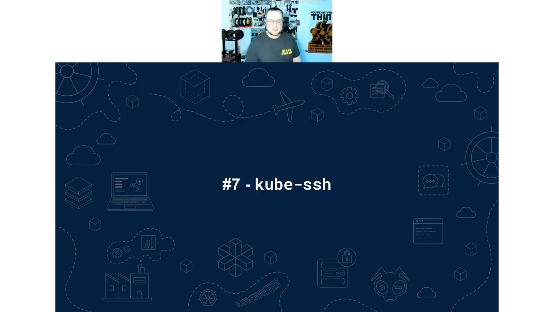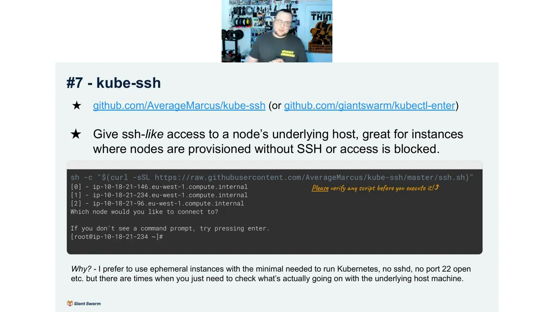Now, next command. This is another of my shell aliases. So there's two that I can recommend. I built my own little script several years ago now called kubessh. After starting Giant Swarm, I found out that they had a very similar one called kubeenter. What this does is it allows you to have SSH-like access to the underlying host of a node. Now, it's not true SSH, so you don't get things like key exchange, port forward, things like that.